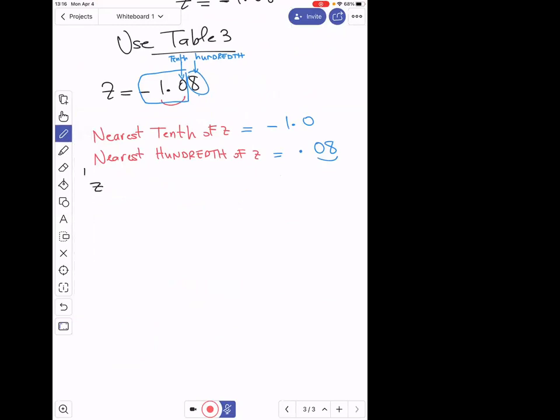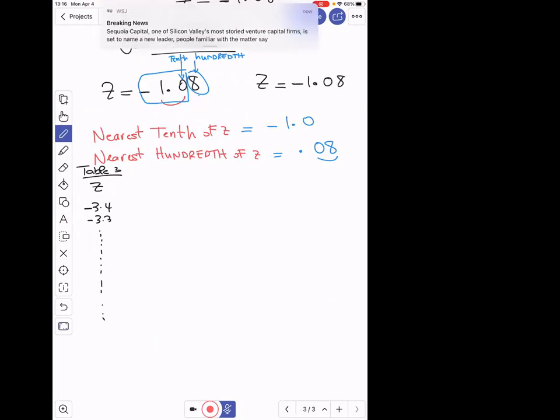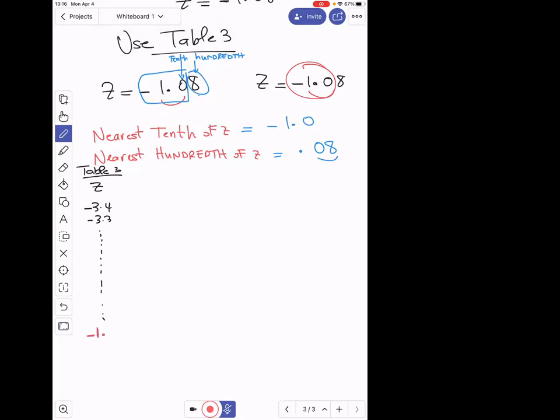This is the table phi, right? This is our table phi. It starts with a negative 3.4, then negative 3.3, etc. In our case, because z is negative 1.08, we said the nearest tenth, that's the first digit after the decimal point, is a 0. So negative 1.0. We need to go all the way down to negative 1.0.